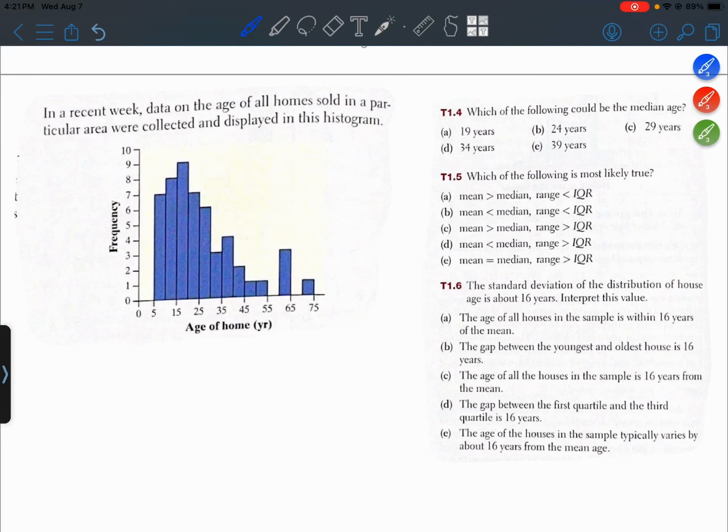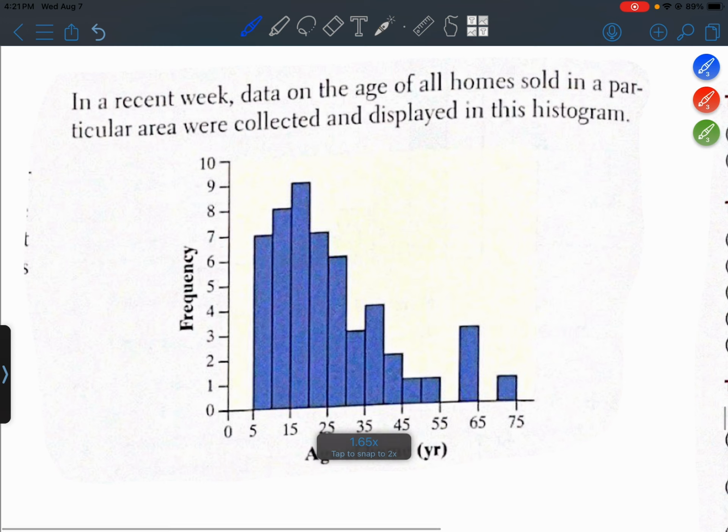All right, this video is going to cover the next three questions, T1.4 through T1.6. They all have to do with this histogram. In a recent week, data on the age of all homes sold in a particular area were collected and displayed in this histogram.